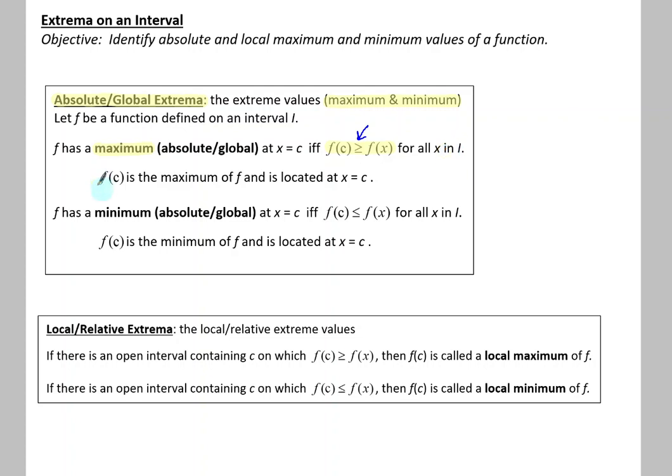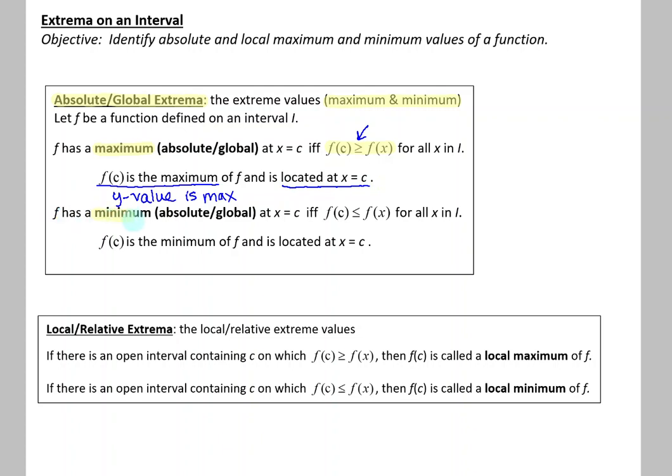Notice that it is f of c that is the maximum value. That is the y value that is the maximum. Not the x value, not an ordered pair, it's the y value that is the maximum of f, and it is located at x equals c. The location of it is the x value.